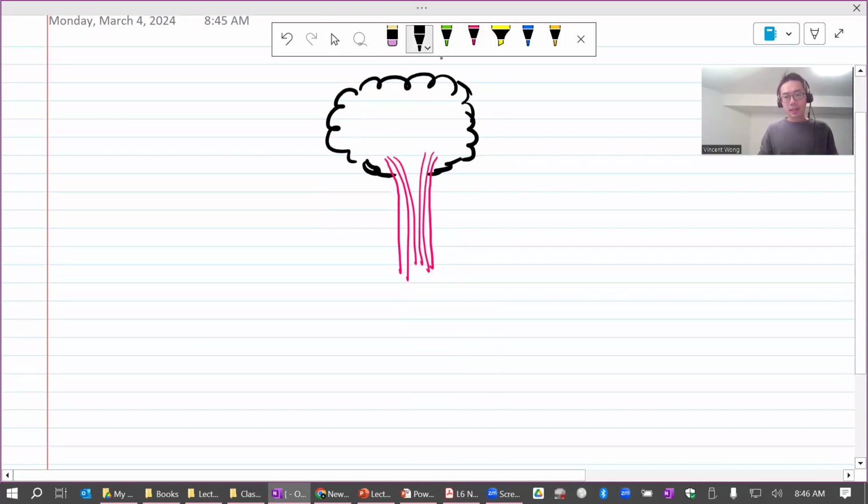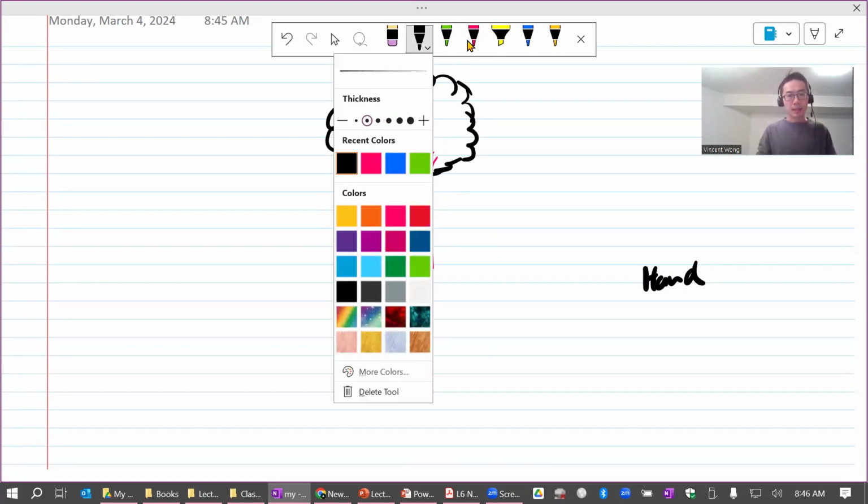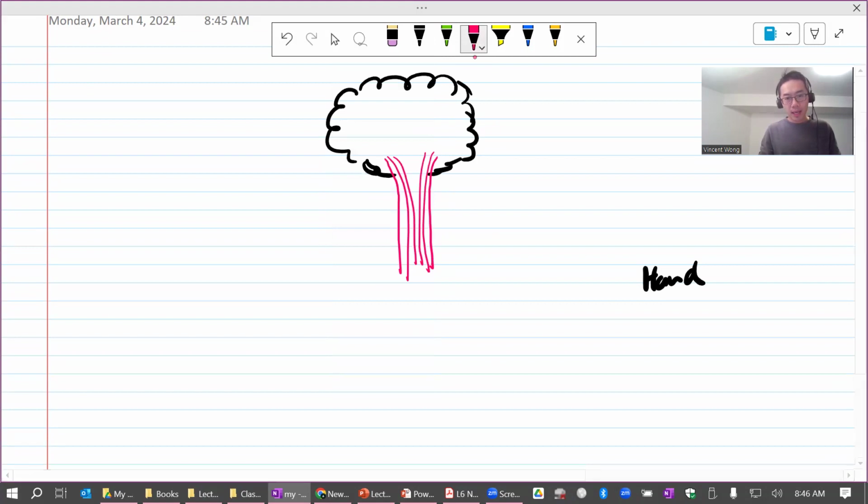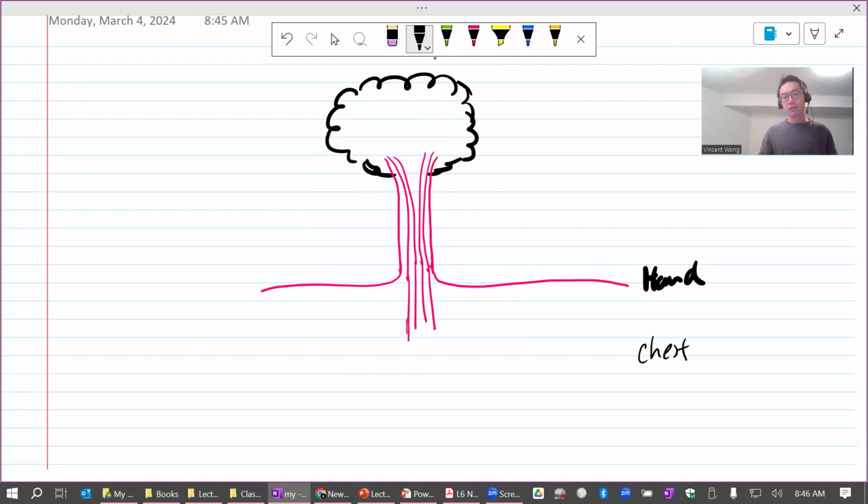And what happens is, let's say this is where the hand is, and so when the descending track gets to the hand, it's going to have to exit to control the hand. These will continue to go down. But maybe some of it needs to go to the chest, like for the breathing muscle or something. And so that's going to exit. And then you will go further down, right? These go to the legs or something.